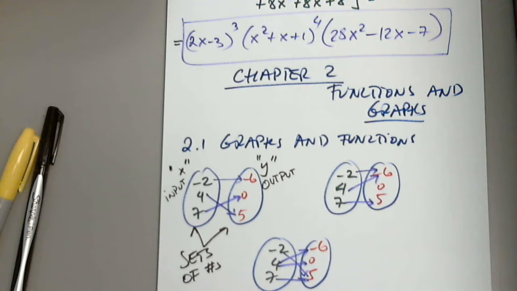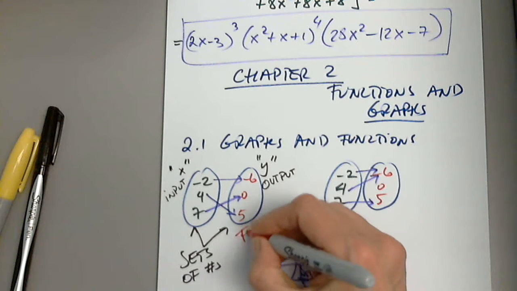So I created the following correspondence. Negative 2 corresponds to negative 6, 4 to 5, 7 to 0. The question is, is this a function? Did I create a function or did I just create a relation? And the answer is I did create a function, because to each x value corresponds only one y value. Therefore, this is a function. Each x value corresponds to only one y value. Function.